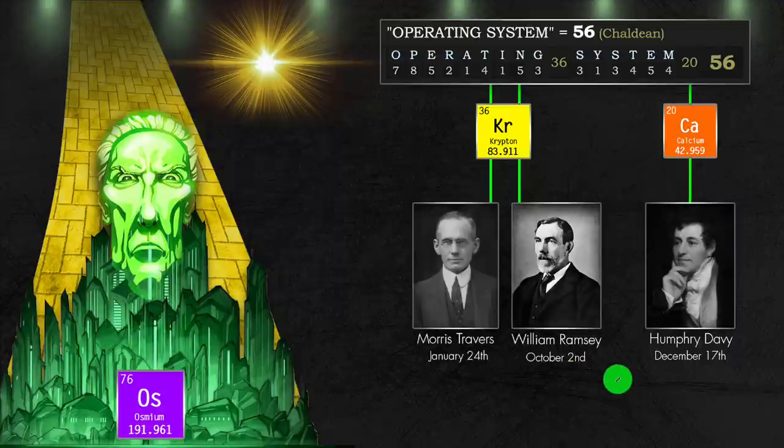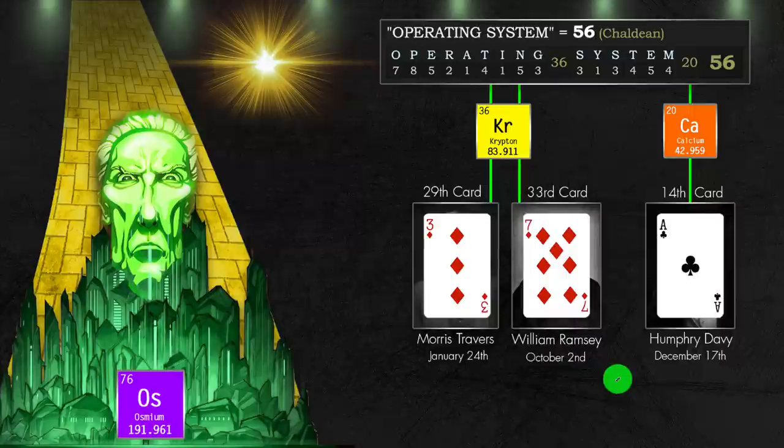Of course, you know I'm going to break it all down with the cards, which here it is. So Morris Travers, January 24th, he's got the three diamonds. William Ramsey, October 2nd, he's got the seven diamonds. And then Humphrey Davy, who discovered calcium, was born on December 17th. He's got the ace of clubs, card 29, card 33, and card 14. Go ahead and pause this video. Get out your calculator, and I want you to add up those three cards and tell me what you come up with.